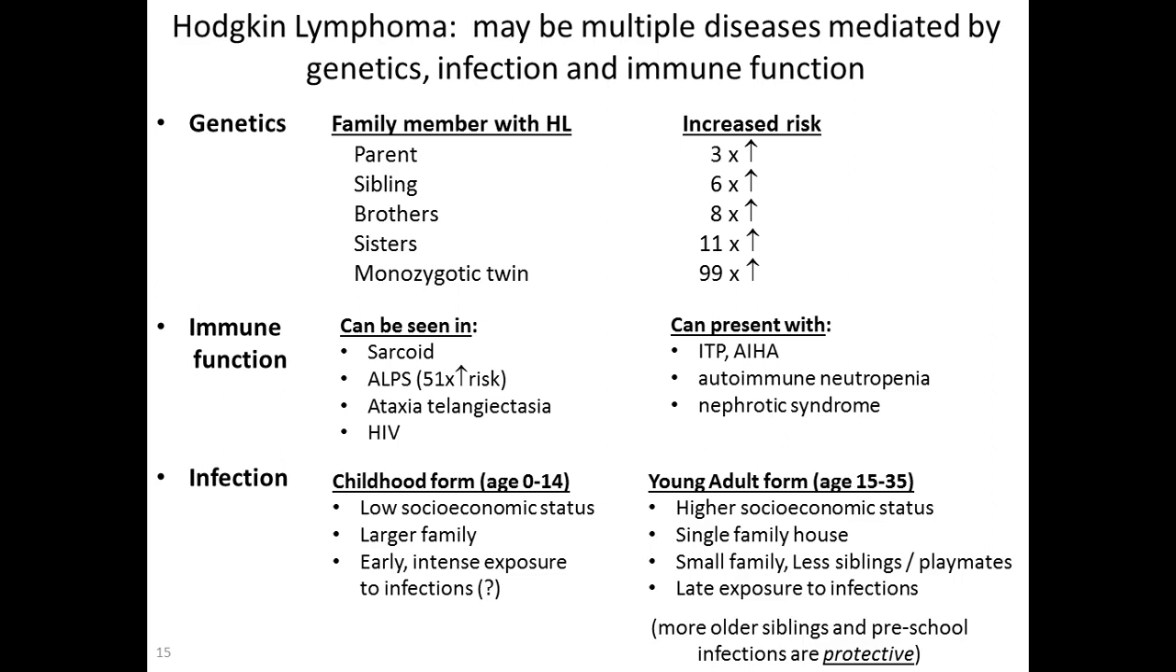And lastly, there's a role for infection. In the childhood form of Hodgkin lymphoma, so age 0 to 14, it tends to be associated with low socioeconomic status, larger families, and early intense exposure to infections. In contrast, in the young adult form, so patients age 15 to 35, they tend to have been higher socioeconomic status, a single family house, small family with less siblings or playmates, and a late exposure to infection. So in this population, in contrast, more siblings and preschool infections are protective. So maybe decreased antigen exposure is the cause here.